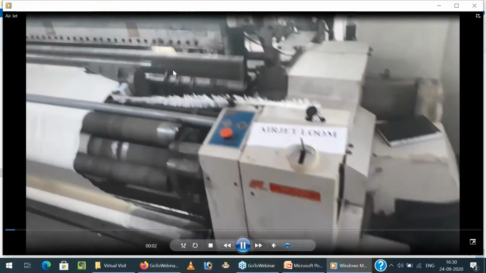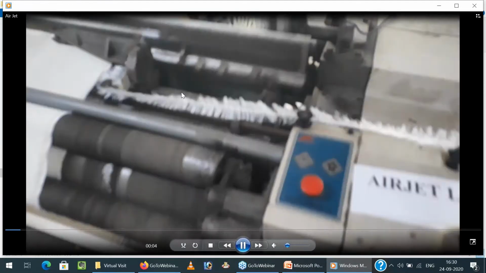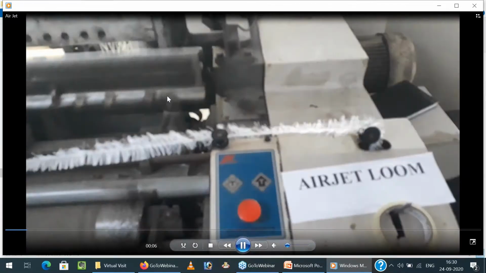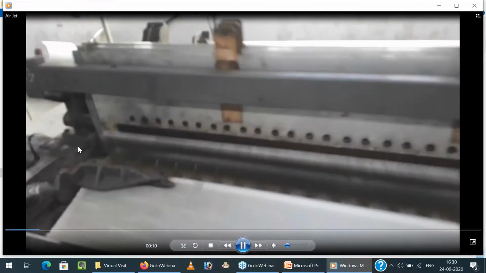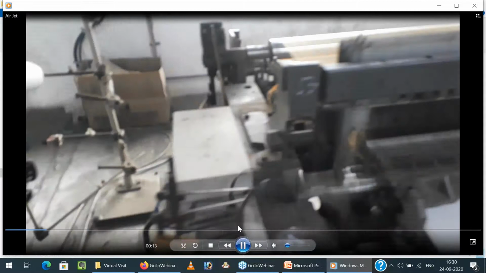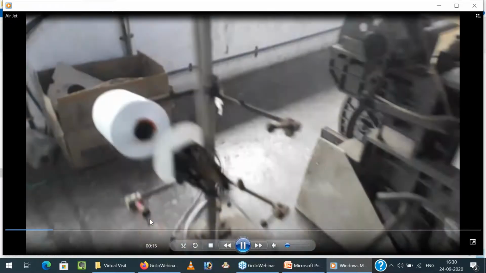The speed is very high. It goes up to 700 to 800 or even more than that RPM. So here there is no shuttle. Instead of a shuttle, just air pressure will carry the weft yarn from one side to the other side.